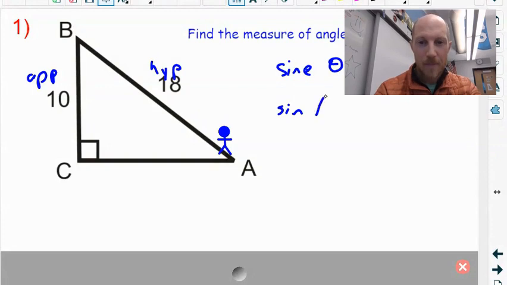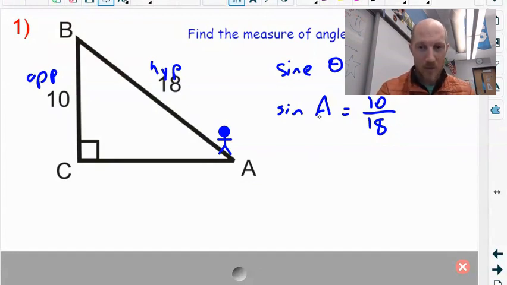So if we wanted to, we could just call this sine of angle A, since that is what is in the problem. And then I'm going to replace those side names with the numbers that I'm given. So the opposite side is 10. The hypotenuse has a length of 18. So this represents the sine of angle A, which I do not know how many degrees that is, but if I knew the number of degrees, then the problem would be done.